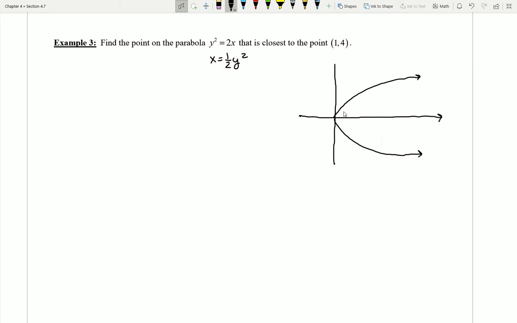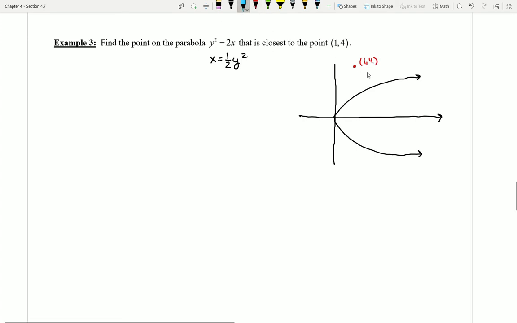And I know that there are lots of points on this particular curve. I'll also notice that the point (1, 4) is certainly not on the curve. Notice if I plug 4 in for the value of y, I'm going to get 16 times 1/2. That's going to be 8. So the point (8, 4) is on my parabola, but not the point (1, 4). Let's suppose right now that the point (1, 4) is like right here. Okay, this is (1, 4).